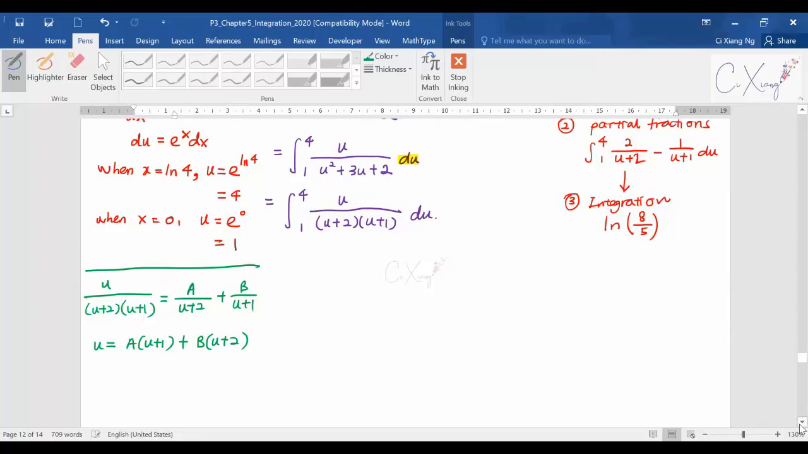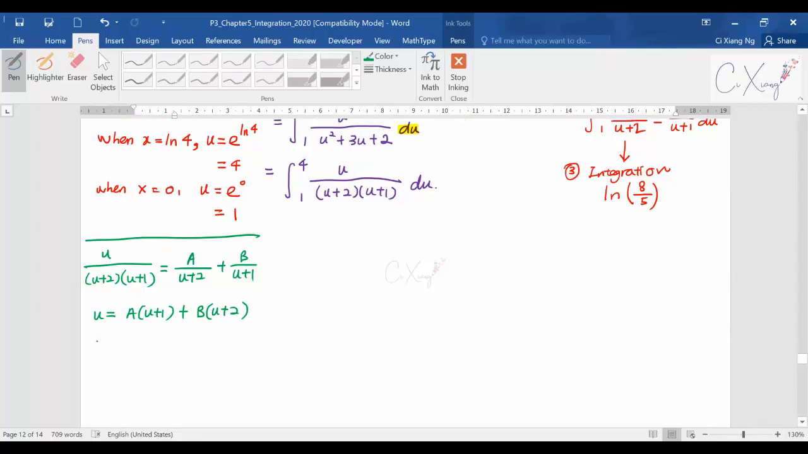Okay, right. Then again, continue from here. I will let u equal negative 1 first. If I let u equal negative 1, then you have negative 1 equals B. So very obvious your B is negative 1. And then you also can let u equal negative 2. So when you let u equal negative 2, then you have negative 2 equals negative A. And therefore your A is equal to 2.